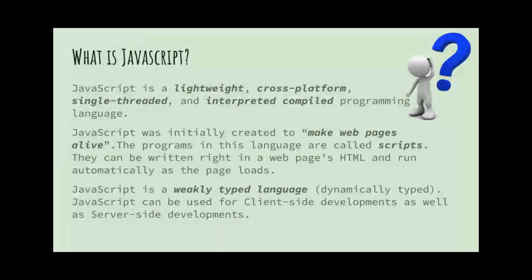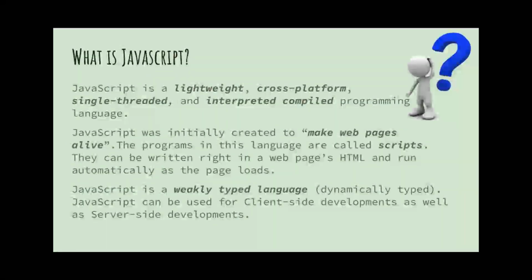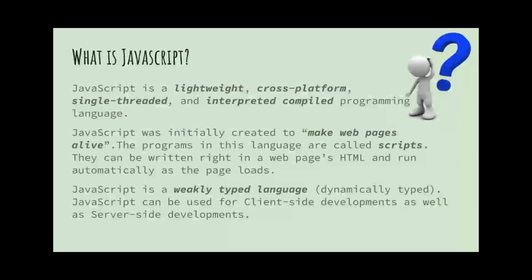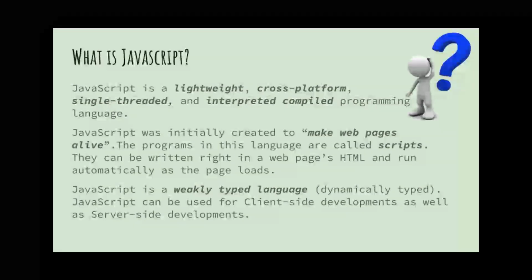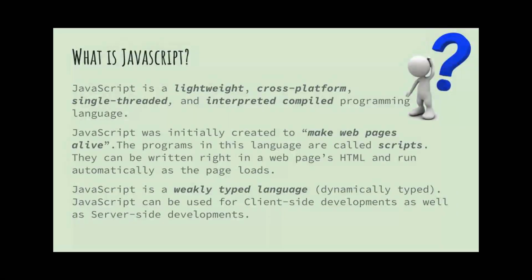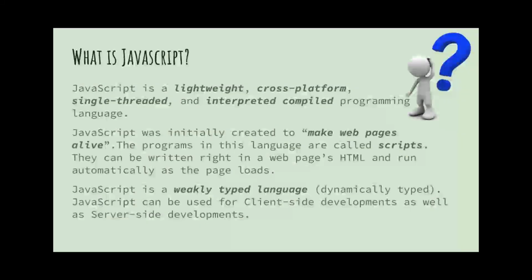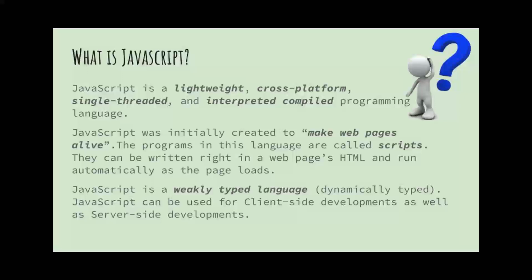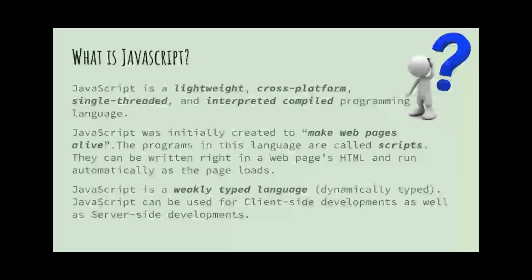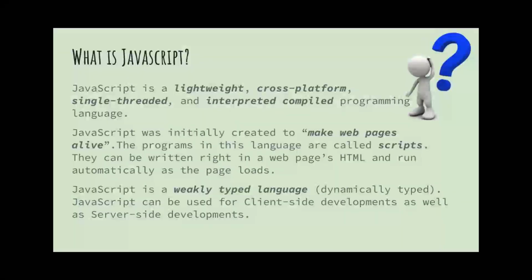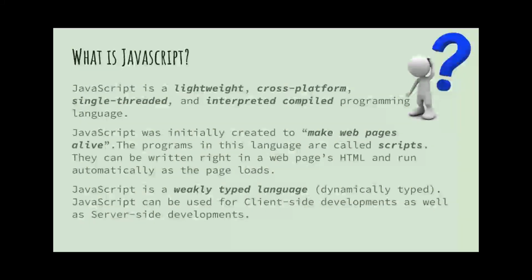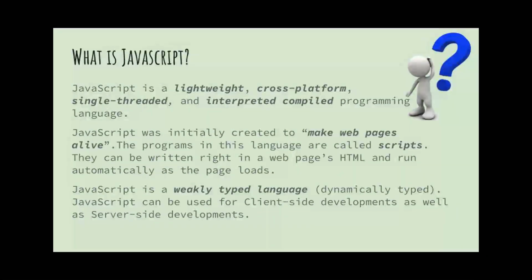JavaScript is used for client-side development as well as server-side development. We can say that JavaScript is used to interact with users as well as to interact with databases. React.js and Vue.js are some examples of client-side frameworks of JavaScript, whereas Node.js is an example of a server-side framework of JavaScript.